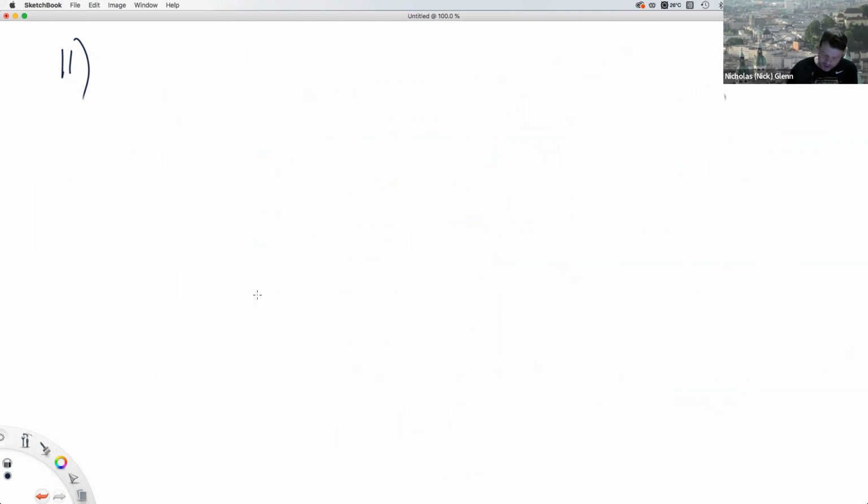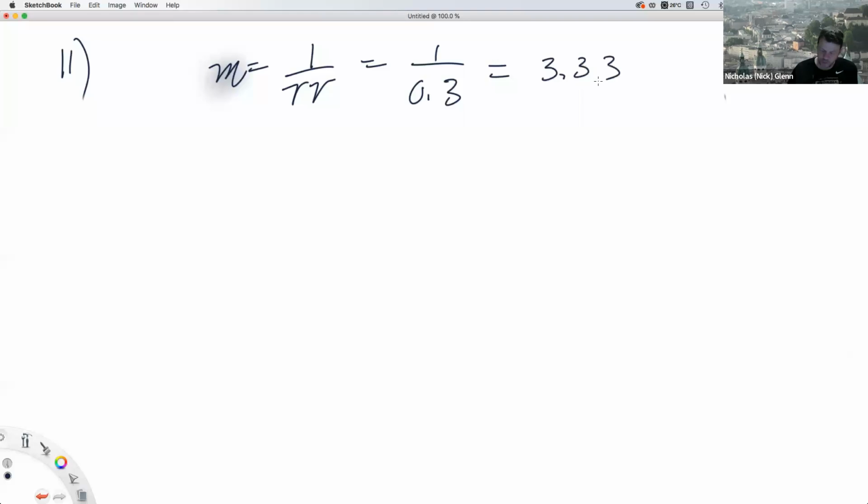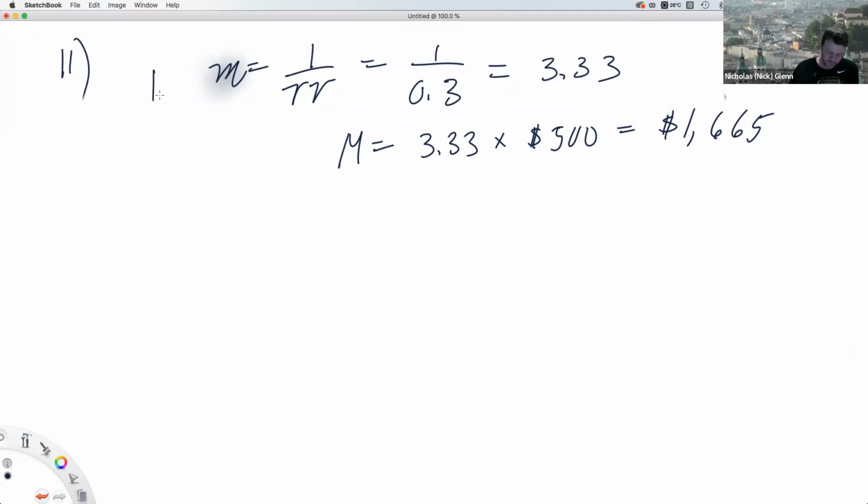So we'll use our special case money multiplier: 1 over the reserve ratio. So 1 over 0.3 is going to give you 3.33. So the money supply is 3.33 times 500, our monetary base that we start out with. So that's going to be $1,666. Okay. So that's going to be B.